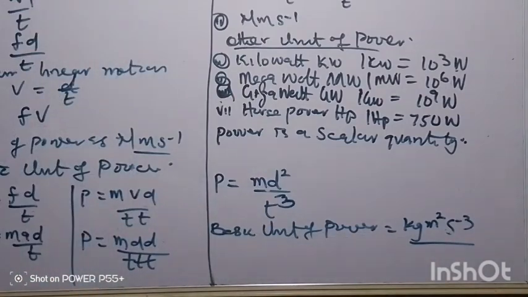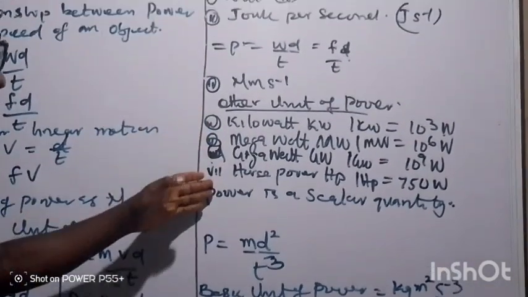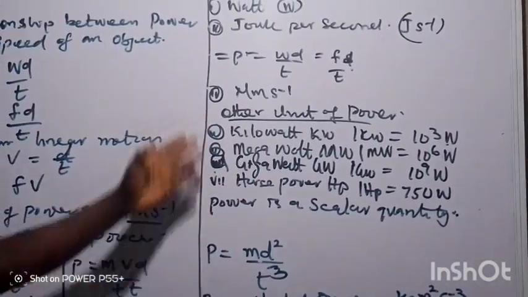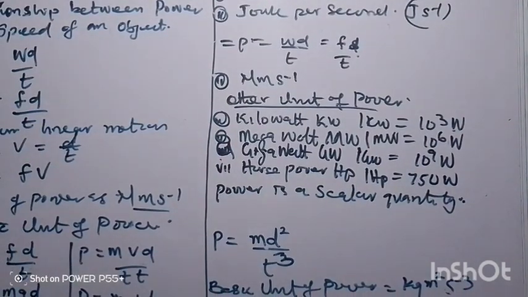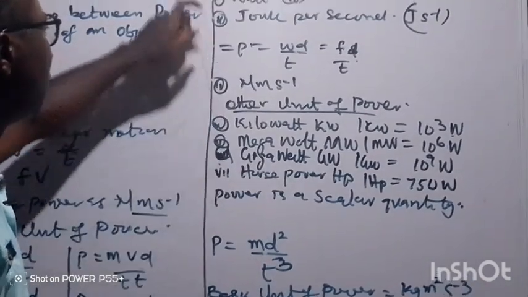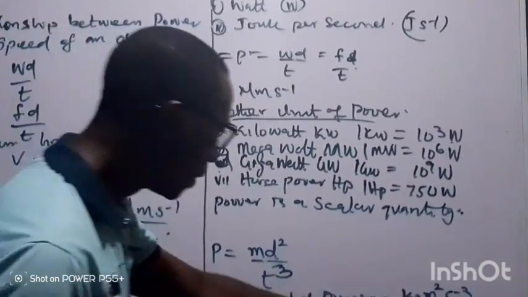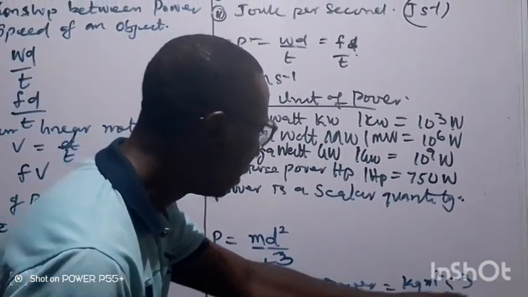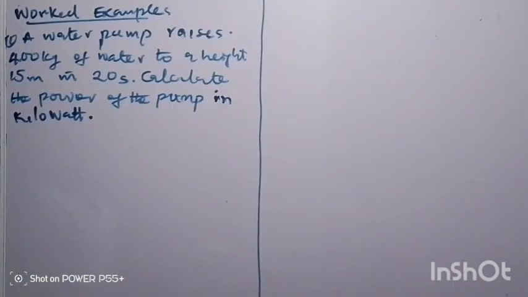And if you count the number of units we got for power, that is 1, 2, 3. Another unit that we can still measure is 4. So power has 4 major units. That is watt, joule per second, Newton meter per second, and kilogram meter square per second cube. Those are the 4 major units of power. Let's take this one as example 1.